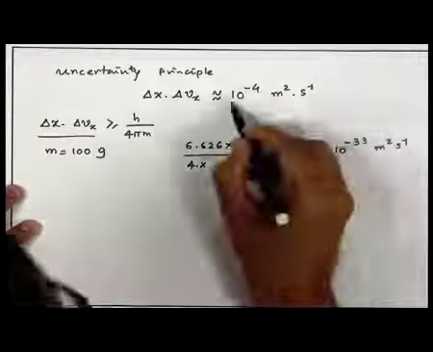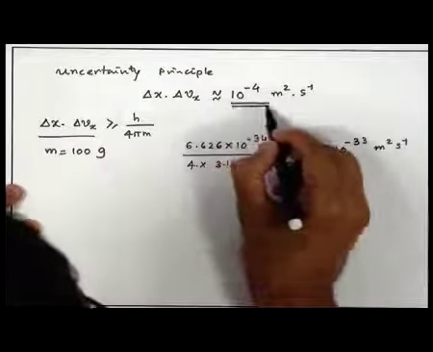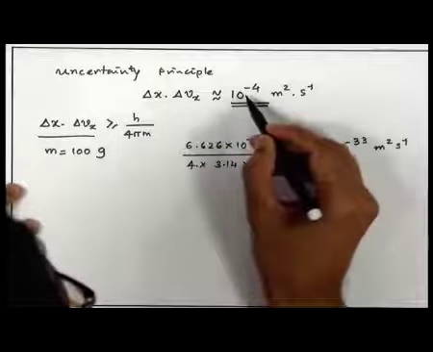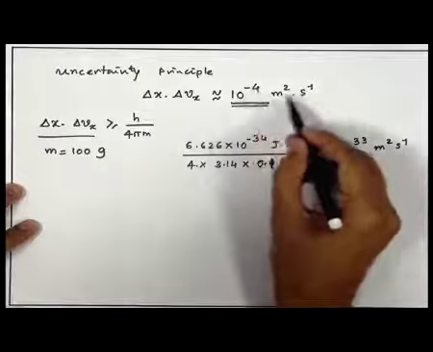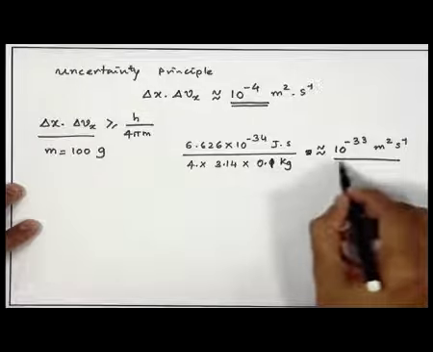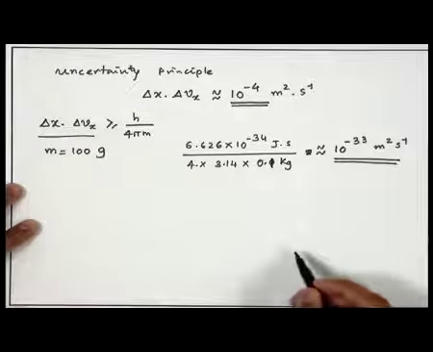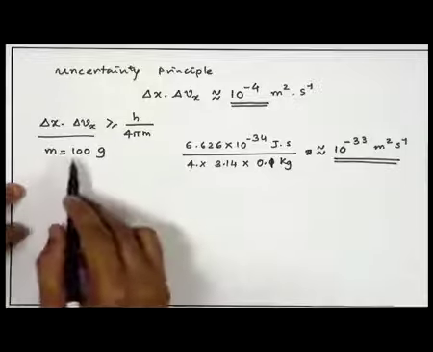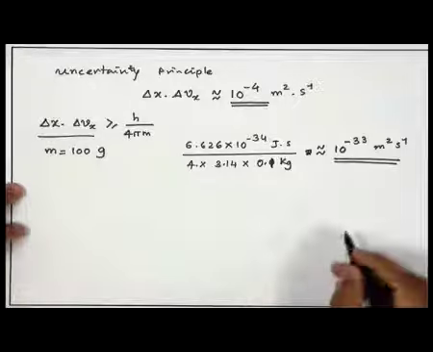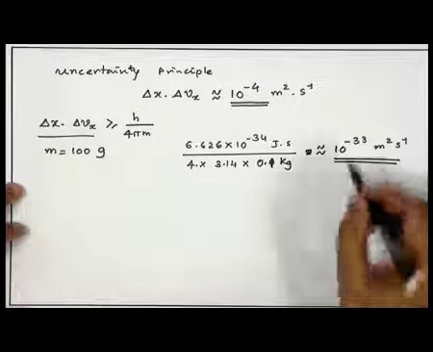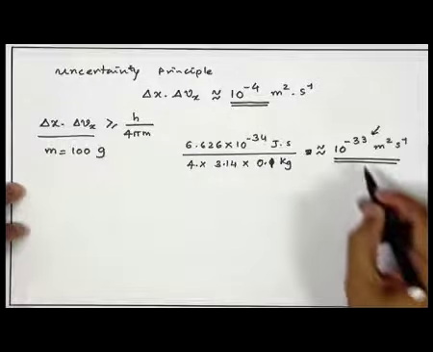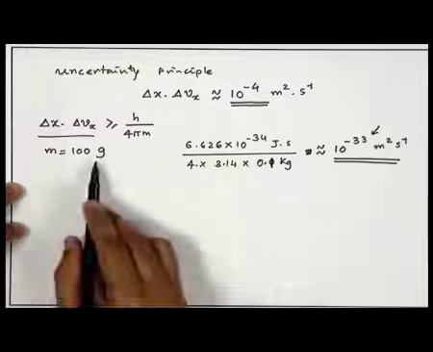So, this is an uncertainty. This is the uncertainty in position and momentum for an electron, which is 10 to the power minus 4 meter square per second. This is the uncertainty in position and momentum according to Heisenberg's uncertainty principle for an everyday object, like an object whose mass is 100 gram.